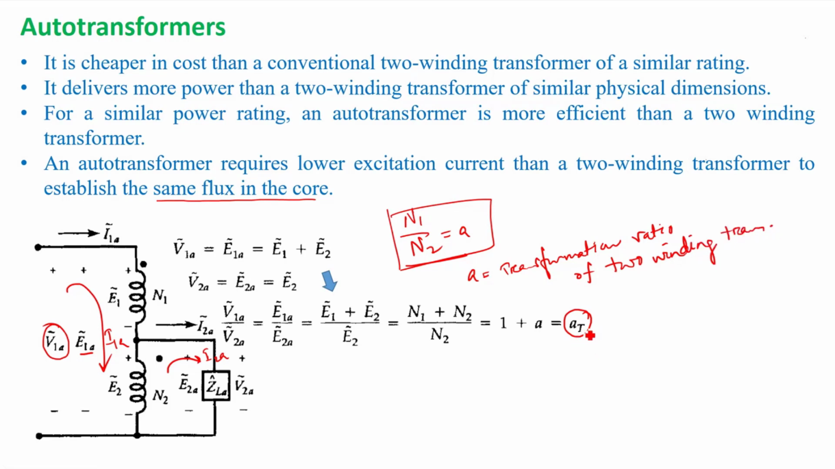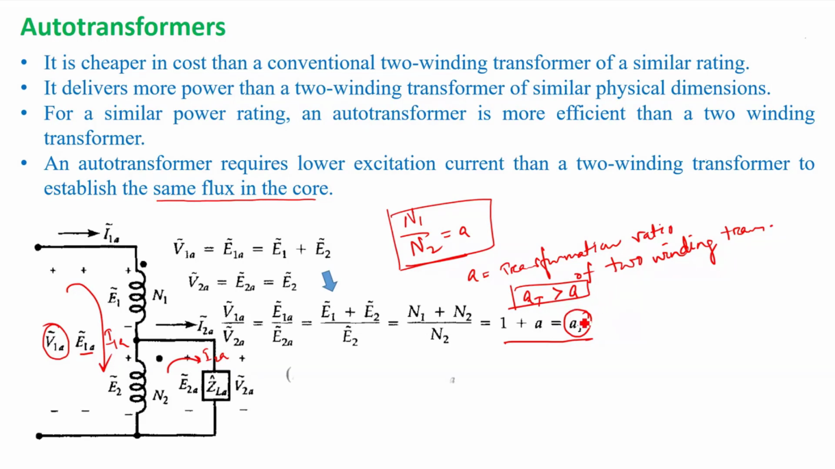And AT is the transformation ratio of the auto transformer. Now we can see from this relationship AT equal to 1 plus A. That means AT is always greater than A, right? So for the same size of the transformer, we are finding the transformation ratio greater for the auto transformer than the two winding transformer, right?